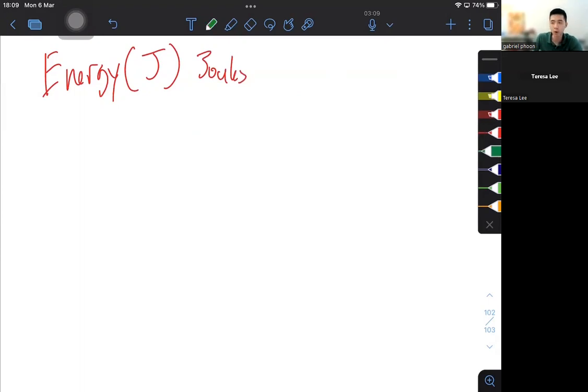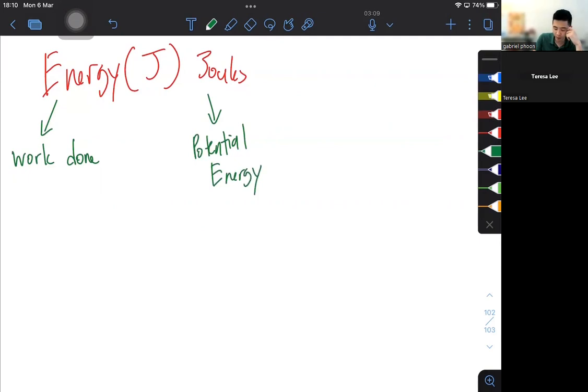Now, in your syllabus, there are only three main forms of energy that you must know of. And those three main forms of energy with calculation, the first one is known as work done. The second one is going to be potential energy. And the final one here is basically going to be kinetic energy. Now, these three forms of energy are relatively more important simply because they have calculation in it.